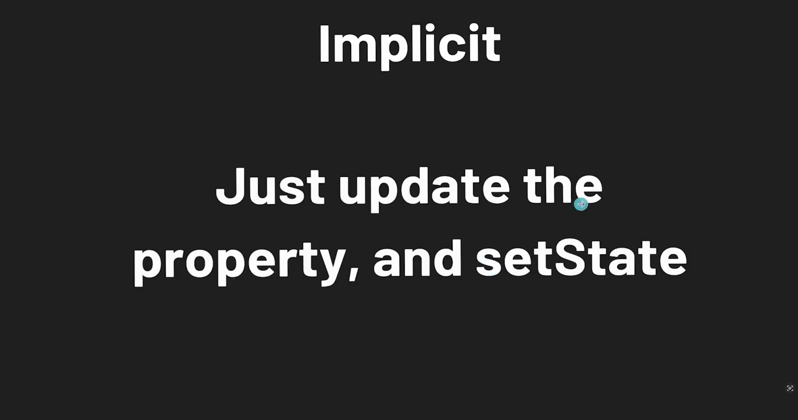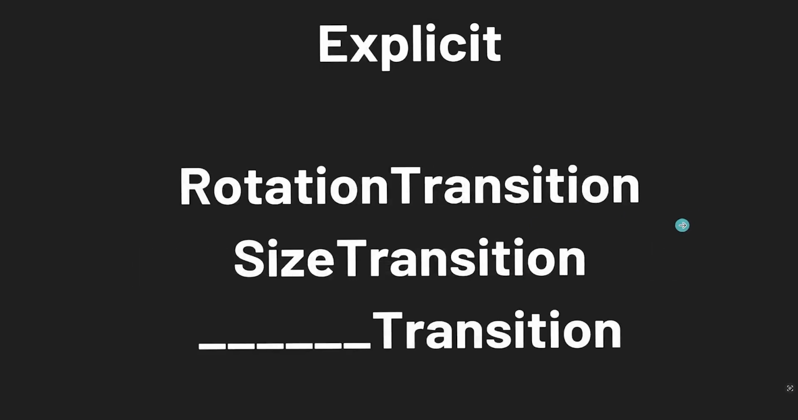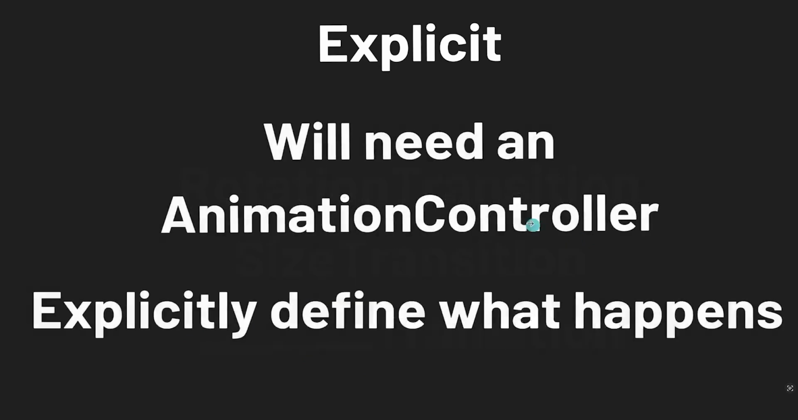And then we have the slightly more complicated explicit widgets. You can tell that you have an explicit widget because it will be followed by something transition. So for example, we have rotation transition widget, size transition widget, and then anything transition. Now, the reason explicit is slightly more complicated is because you actually have to define your own animation. So you will need to use something called an animation controller, and using that, you explicitly define what that animation does. So that's why they're called explicit animations, because you have to explicitly define it.